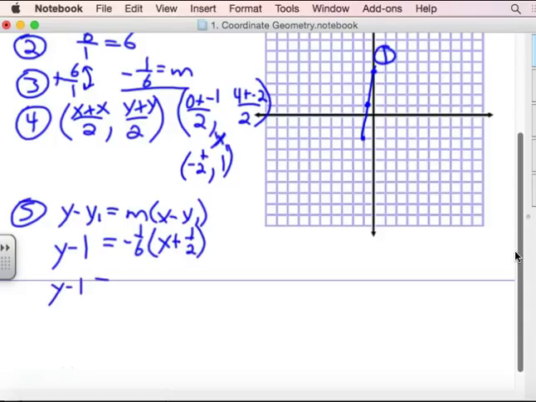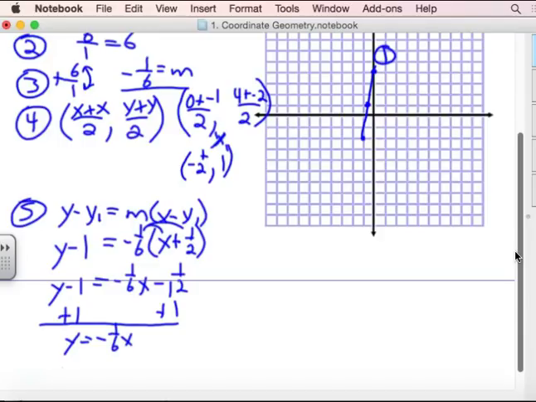Now you distribute. Negative 1/6 times x is negative 1/6x. Negative 1/6 times a half is negative 1/12, because you do top times top and bottom times bottom. All right, then we add 1. So y is going to equal negative 1/6 x, and negative 1/12 plus 1 is 11/12. So there's the equation for our line.